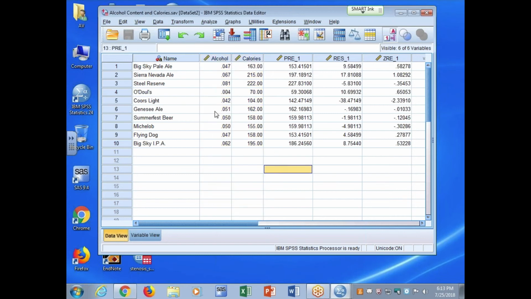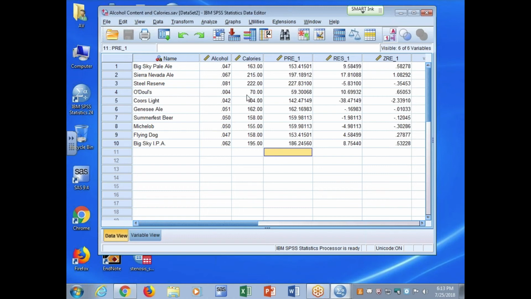So I think these are actually real numbers here in terms of alcohol content. And here's O'Doul's, right? O'Doul's is technically what they call an alcohol-free beer. I guess they boil off or remove the alcohol, and you can see it's got a little trace of alcohol in it, so it's not completely alcohol-free, but pretty much so. Okay, so at any rate, let's take a look at this.